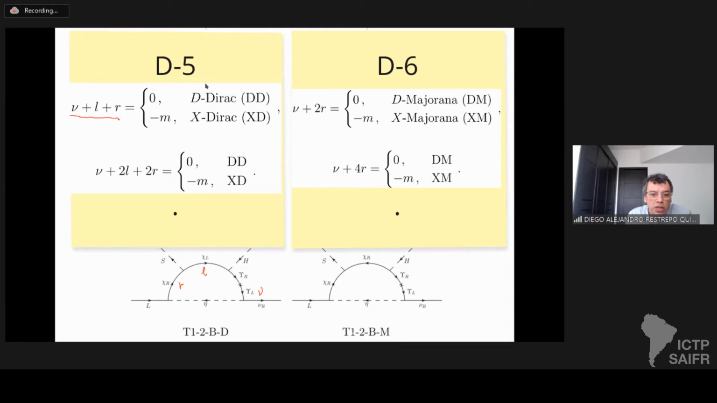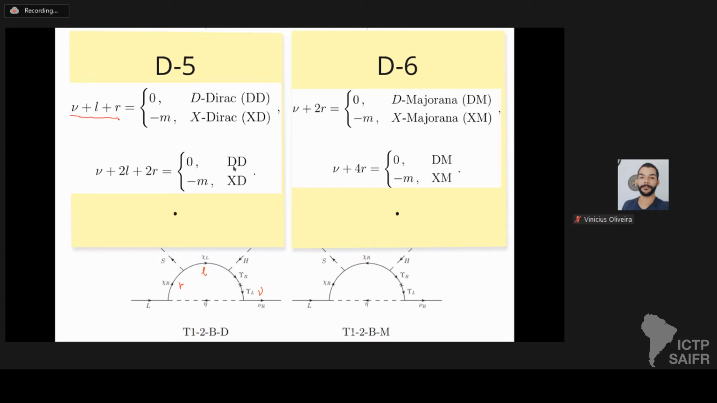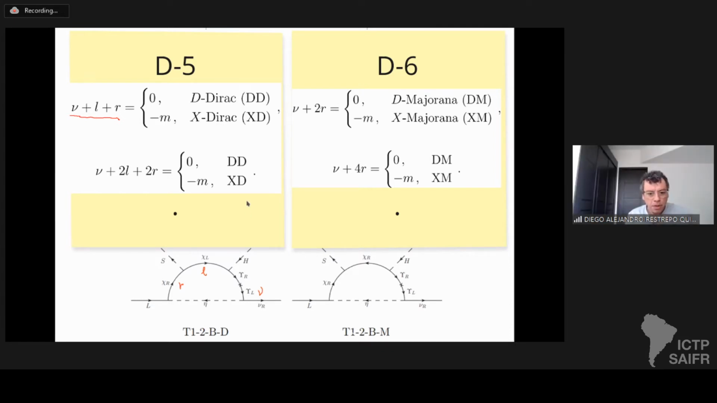Let me just refocus here. For dimension 5, I have the Dirac mediator solution condition there, and here are the conditions for, let me check what happened here. Yes, sorry, this is wrong here. Sorry, this is dimension 5, this is the condition for dimension 6, and this is the dimension 5, this is the condition for dimension 6 with Majorana mediators. This is the Majorana mediator, and these are the Dirac mediators.